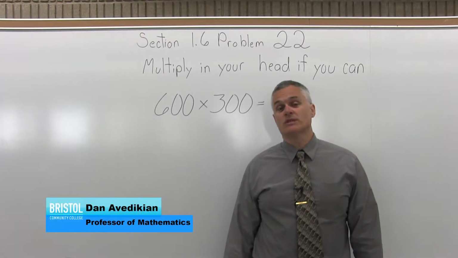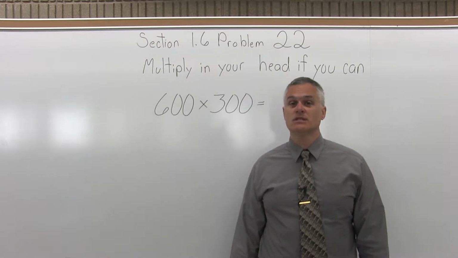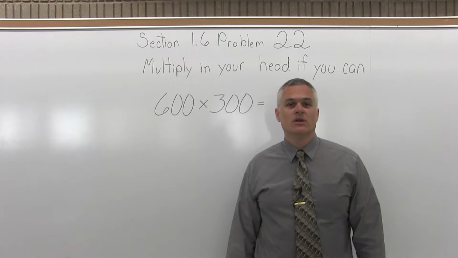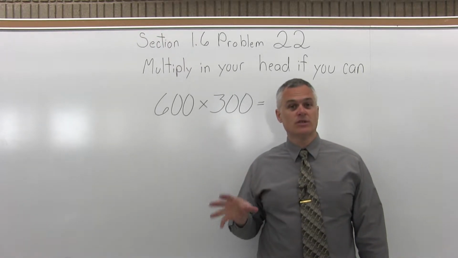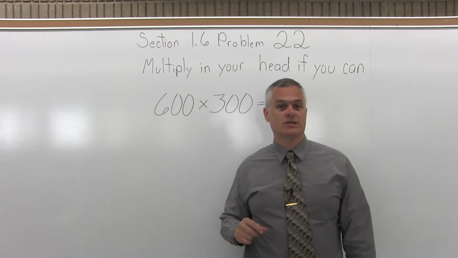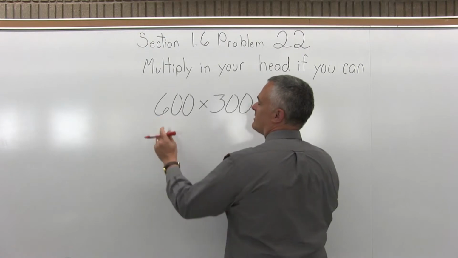This is Section 1.6, Problem 22. It says multiply in your head, if you can, 600 times 300. So the trick is, because so many of the digits are zeros, at first just ignore the zeros and focus only on the non-zero digits. So if I focus only on the non-zero digits, it's just 6 times 3.